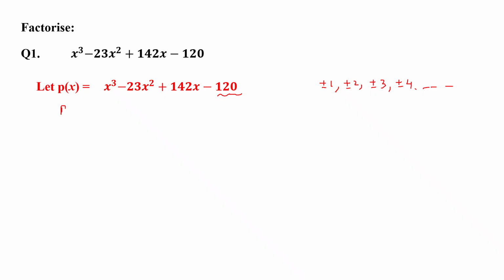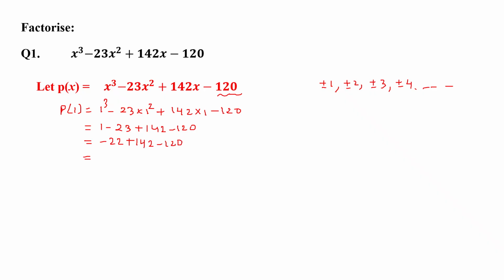If I put x as 1, my p of 1 will be 1 cube minus 23 into 1 square plus 142 into 1 minus 120. So 1 cube is 1, minus 23, plus 142, minus 120. 1 minus 23 is minus 22, plus 142, minus 120. And minus 22 plus 142 will give me 120, minus 120, which gives me 0. So I can say that x equal to 1 is a root. Now when we say x equal to 1 is a root, it means x minus 1 is one of the factors, isn't it? Now we have got one of the factors.